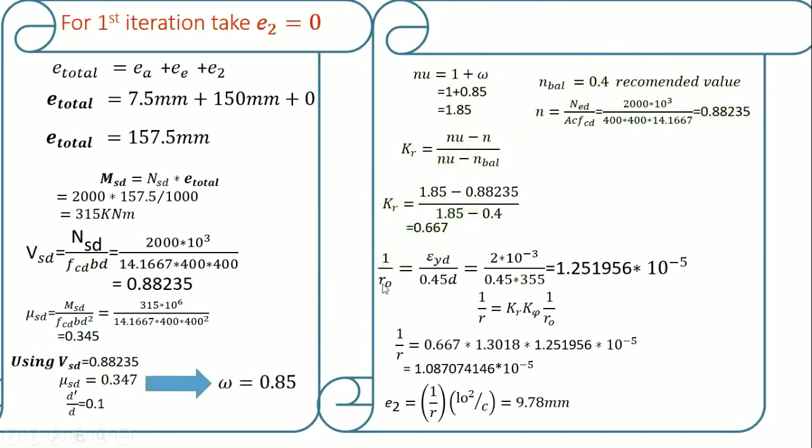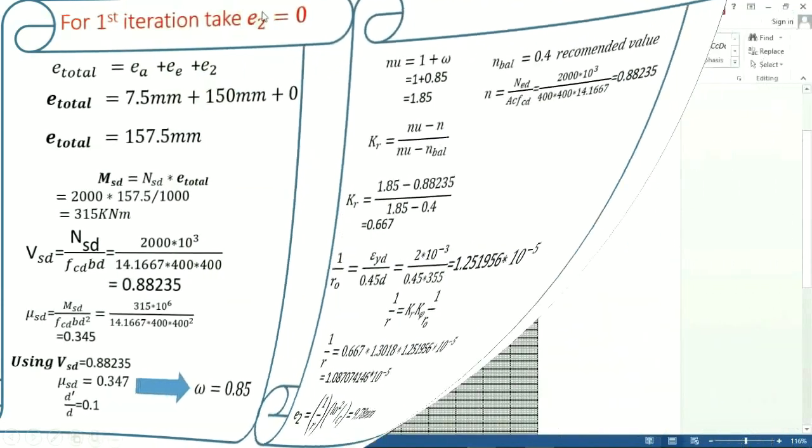1 over R naught is calculated as previous here. 1 over R is equal to Kr, K power 1 over R naught. So E2 is equal to 1 over R here, L naught square over C, which is equal to 9.78 mm. In this case, E2 is equal to 0. But after first iteration, the value of E2 is not 0.